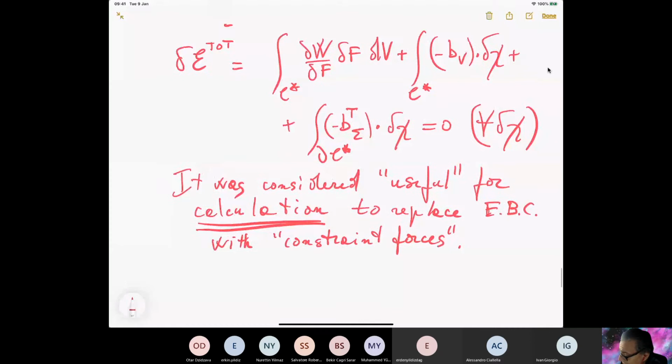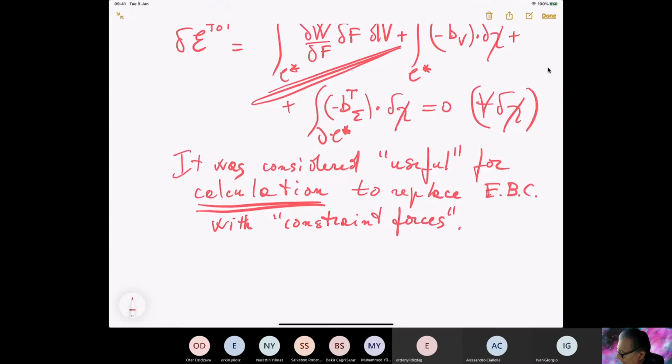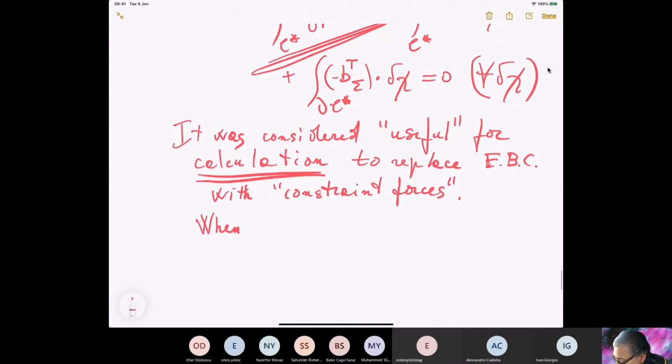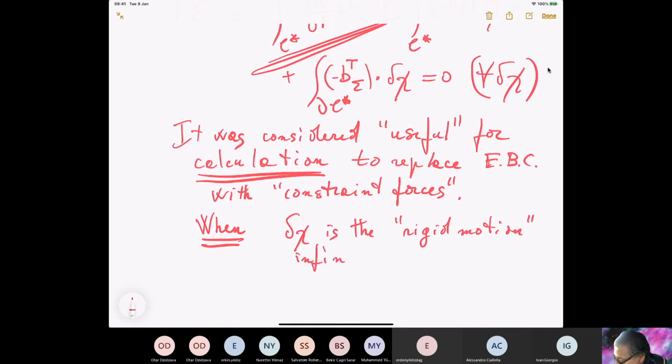Now, we made last time some calculations which are correct. We will go back to this later. Now I want to give you some extra details, about when delta key is the rigid motion, infinitesimal displacement.